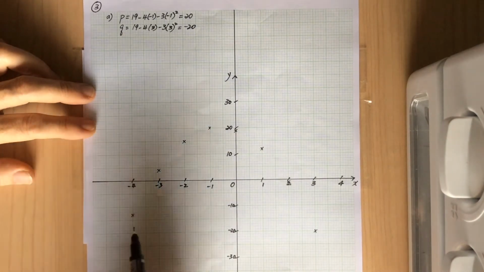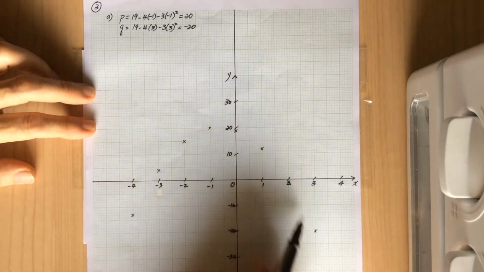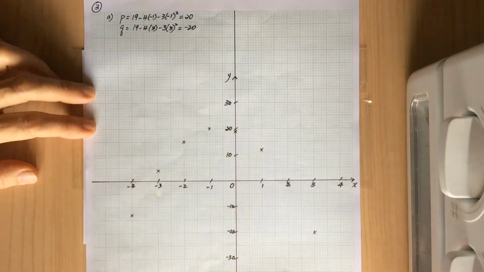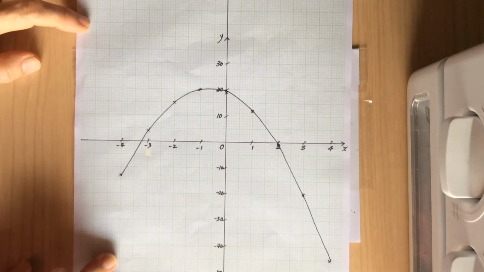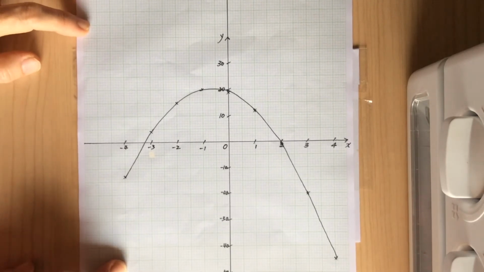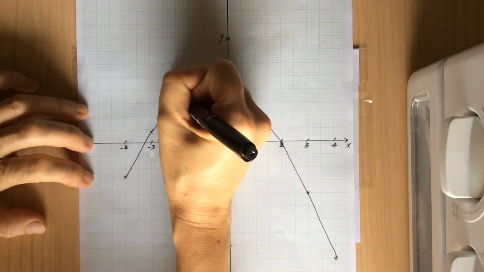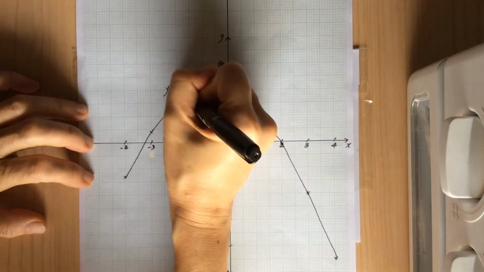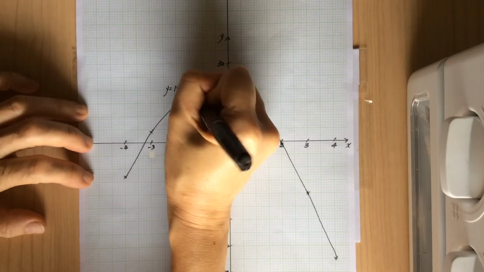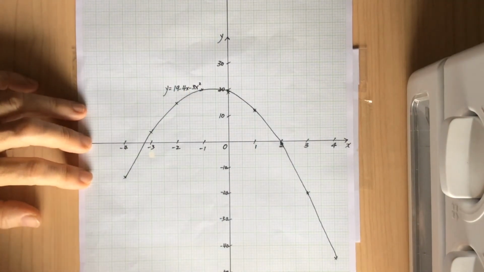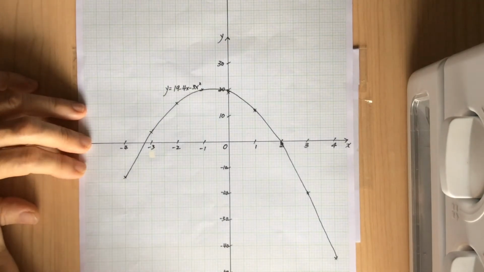You try to use a pencil to sketch it first. If it's okay already, then you use a 2B pencil to draw over it. So this is a graph that I have done. Now I'm going to label the graph: y equals 19 minus 4x minus 3x squared. So this is the graph. This is part B.